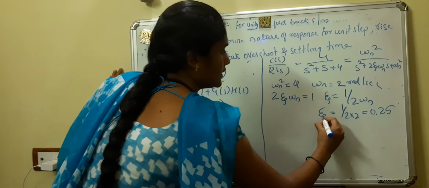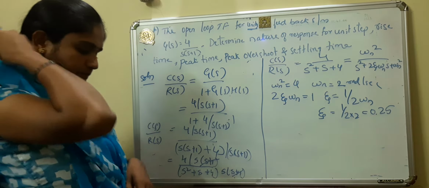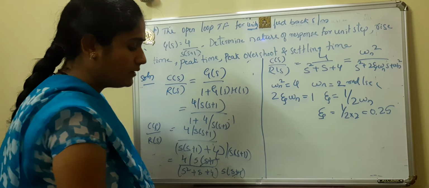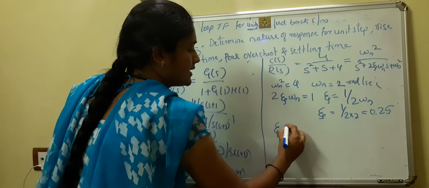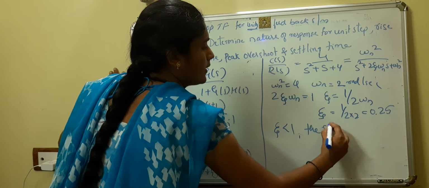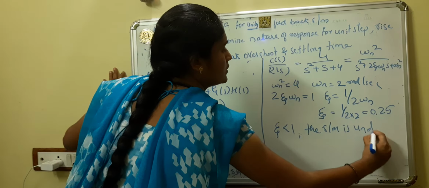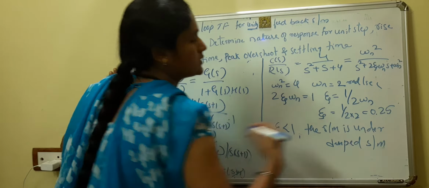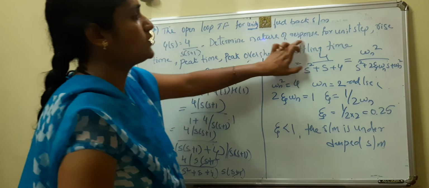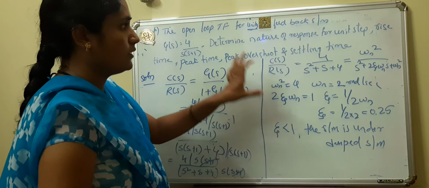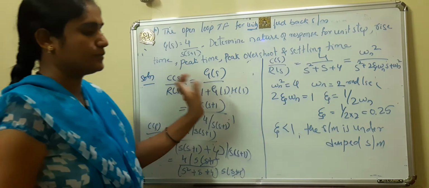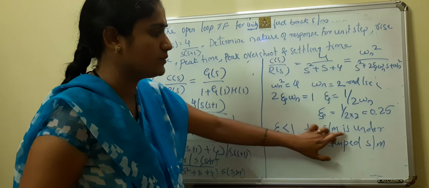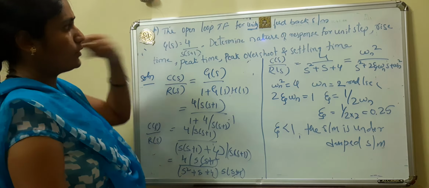So this zeta value is 0.25. It is less than 1. If zeta is less than 1, it means the system is underdamped. They asked to determine the nature of response for unit step. Here we have derived this second order function for unit step. So zeta is less than 1, that is 0.25, so the system is an underdamped system. Okay, we have seen this first one.